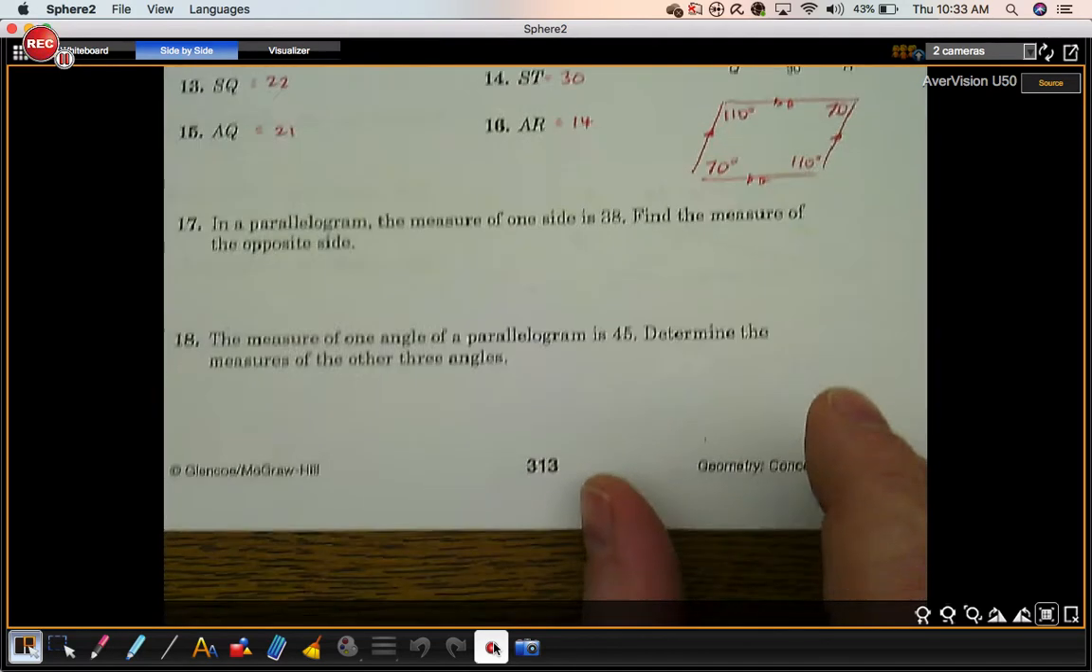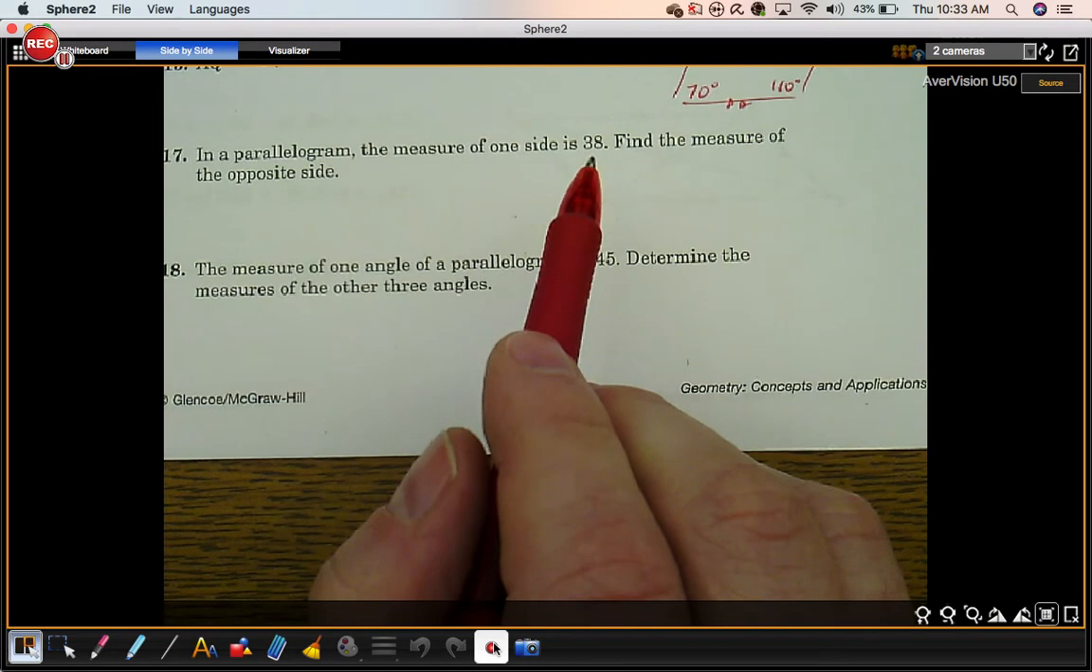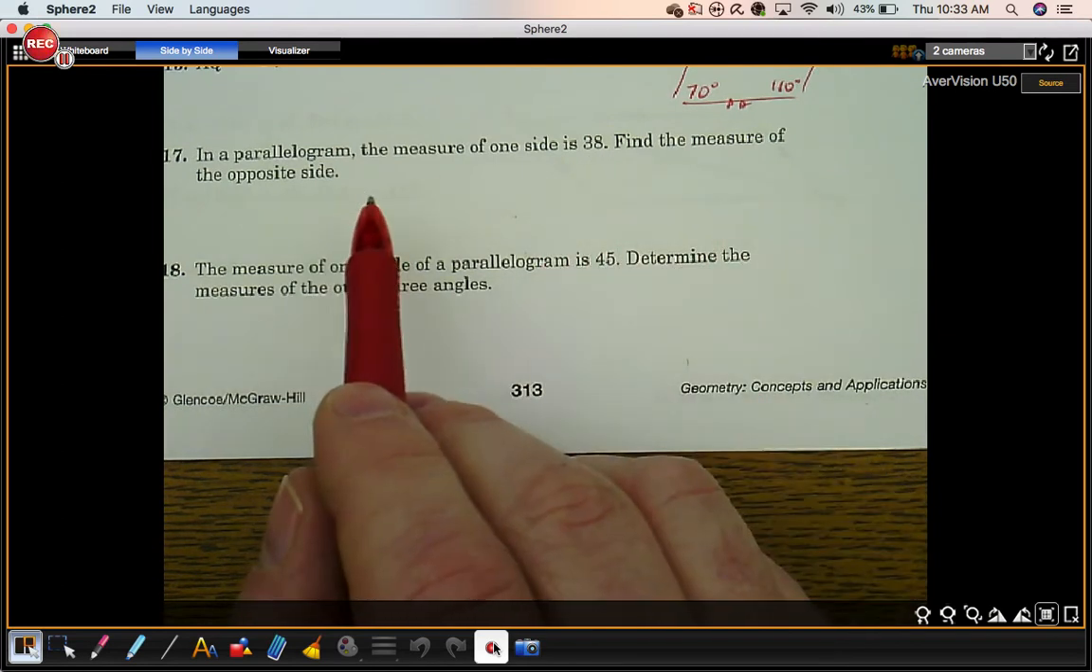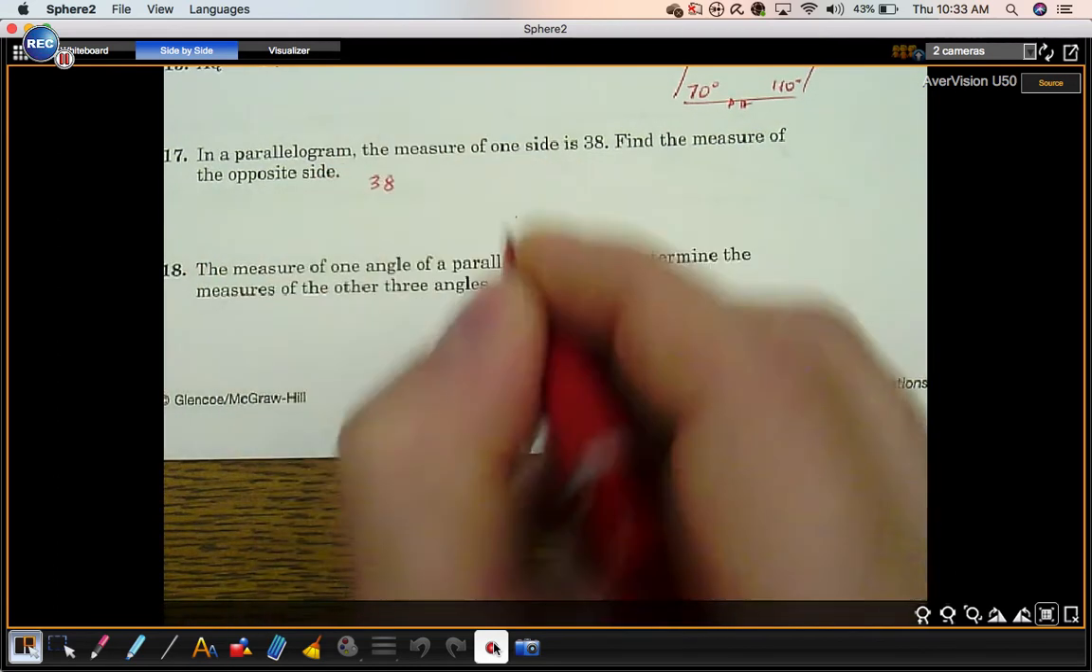Okay, let's look at the word problems. Number 17, in a parallelogram, the measure of one side is 38. Find the measure of the opposite side. Well, opposite sides in a parallelogram are congruent, so it's 38 also.